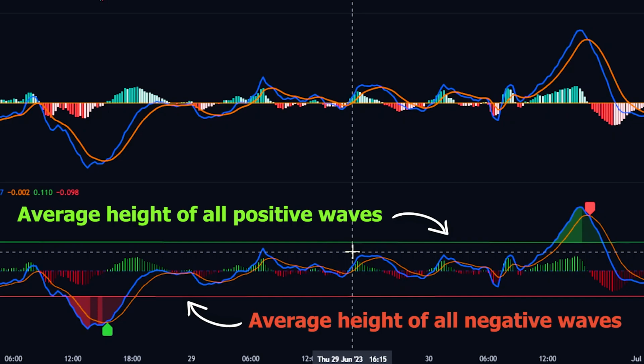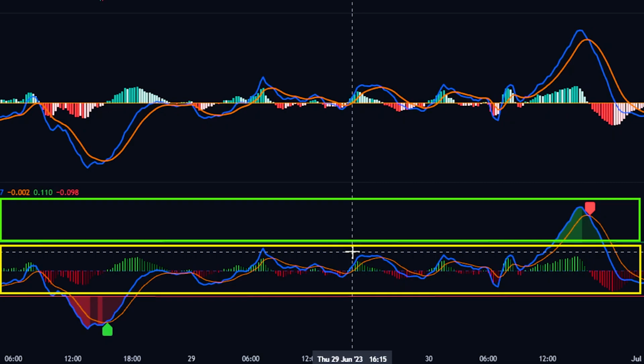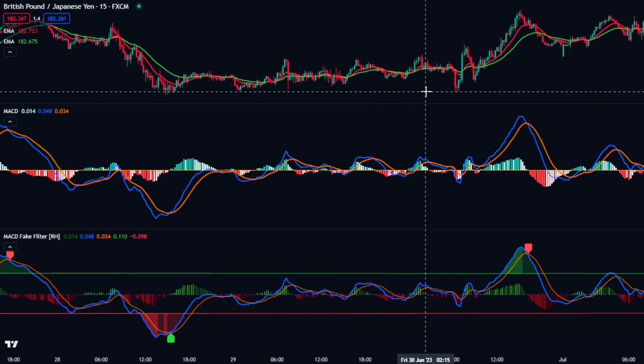If we avoid crosses which occur inside the green and red line and only take crosses which occur above the green line and below the red line, we can avoid this type of fake signals and take signals like these which are automatically plotted. So that is it for this video.